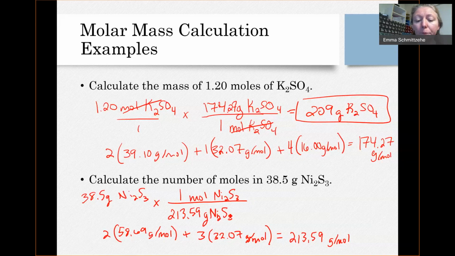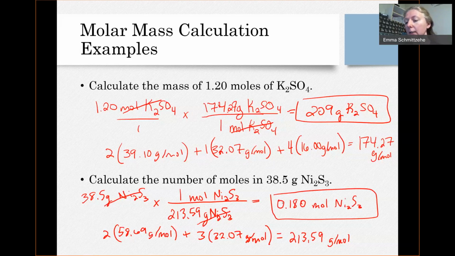So now my grams are going to cancel and it's going to give me moles. So I'm going to take 38.5 and I'm going to divide by 213.59. And I have a 3 significant figure mass and 5 sig fig molar mass. So I'm going to round to 3 sig figs again. So here it would give me 0.180 moles of Ni2S3.